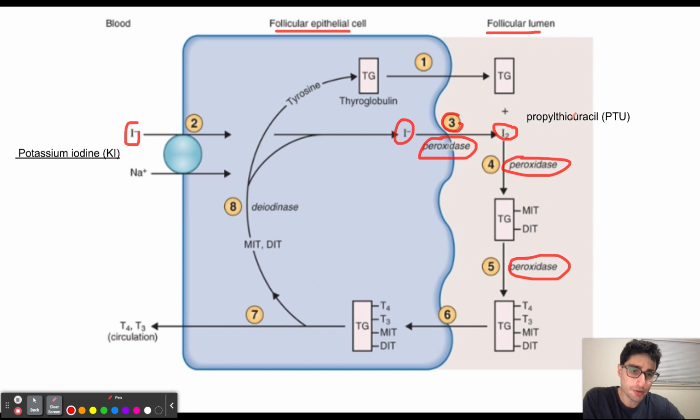Now this is important to know clinically because when we're treating hyperthyroidism, we give patients propylthiouracil, and propylthiouracil is actually going to inhibit tyrosine peroxidase at these levels. So it is going to inhibit all these reactions.